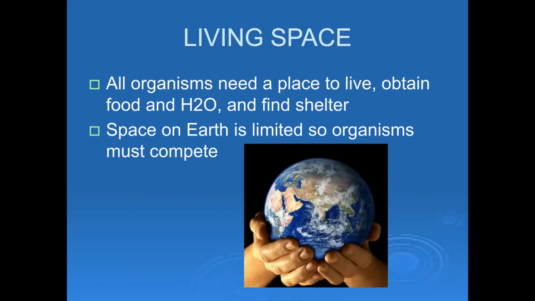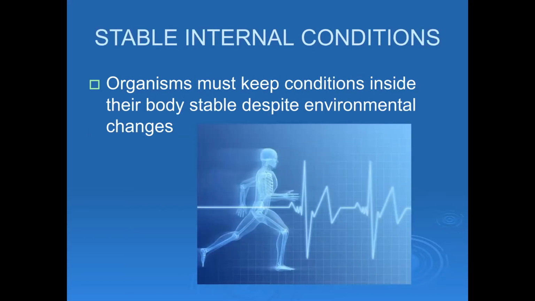I just noticed an area close to the Post Oak Preserve where all the trees were cut down. That's because they're going to start building homes in the area. So what do you think happened to the animals? They probably had to move into the Post Oak Preserve, which is pretty close, okay? Stable internal conditions. Organisms must keep conditions inside their body stable despite environmental changes. And sensitivity to the environment is one characteristic that living things have.